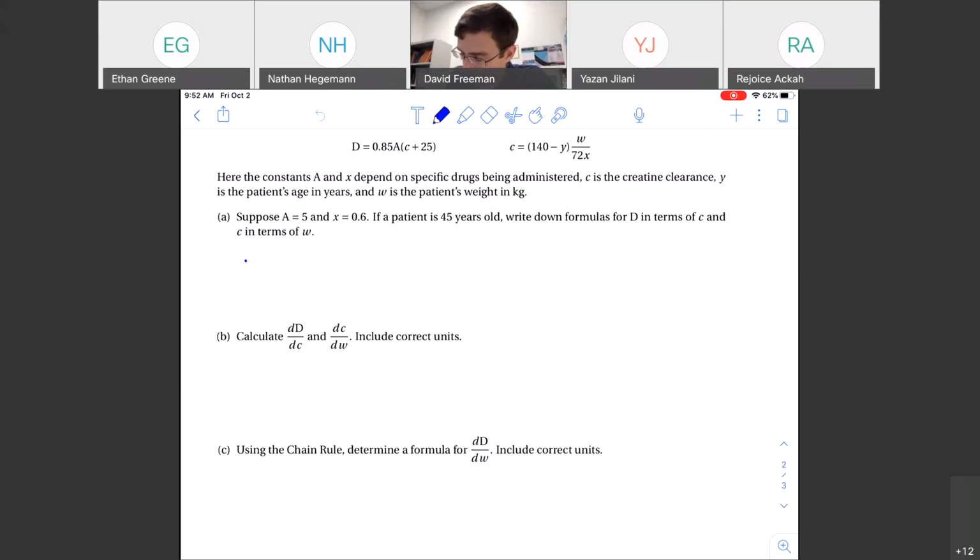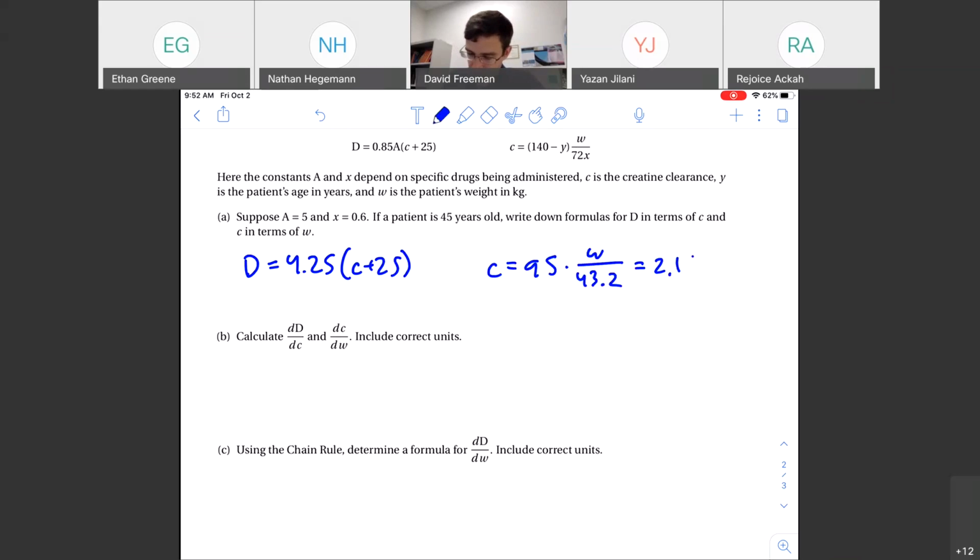So D, if we plug in A and X, it becomes 0.85 times 5, which is 4.25, C plus 25. And then C is 140 minus 45, right? So 95 times W over 72 times 0.6, which is 43.2. So 95 divided by 43.2 is some ugly number. Let's just round it, 2.199. Okay.